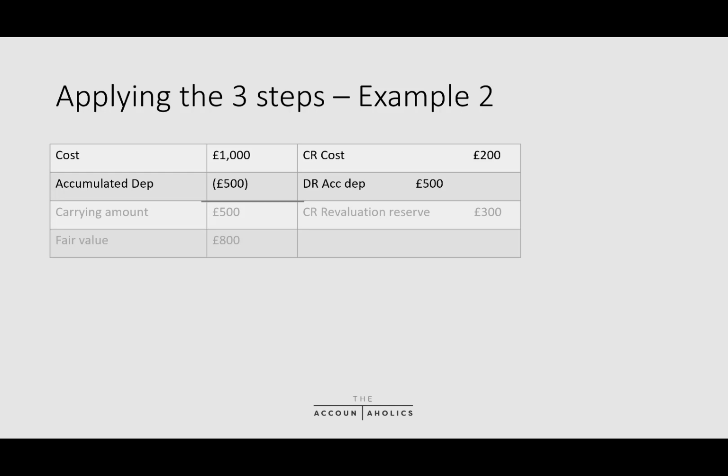Now let's deal with one more example where we might have a situation where we've got a downward revaluation. So here in the numbers, we see that the cost of the asset is 1,000, accumulated depreciation is 800, giving us a carrying amount of 200 and a fair value of 100.